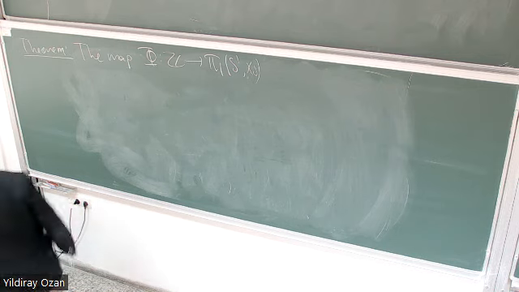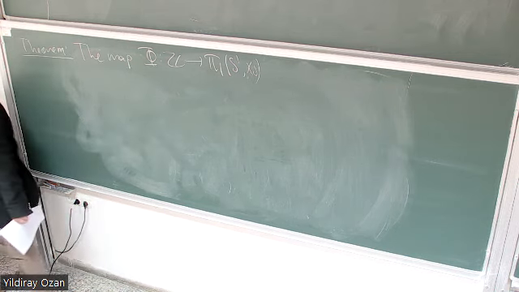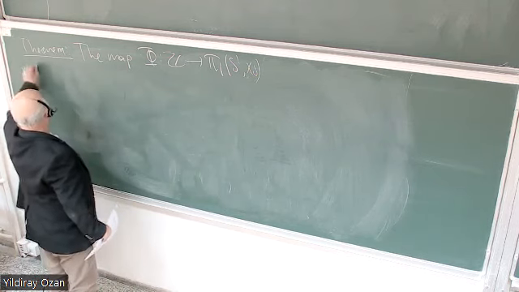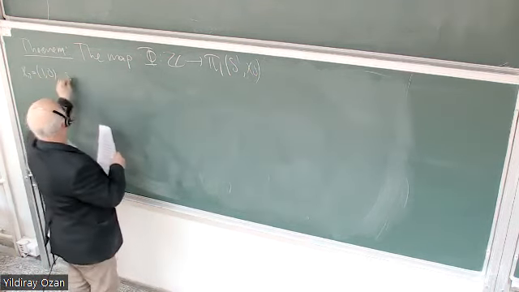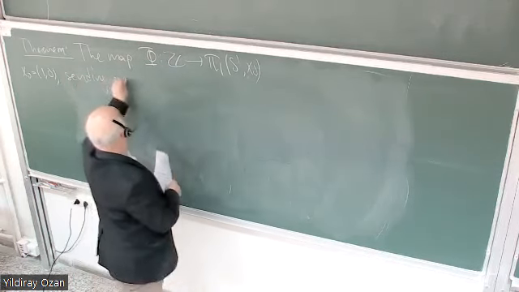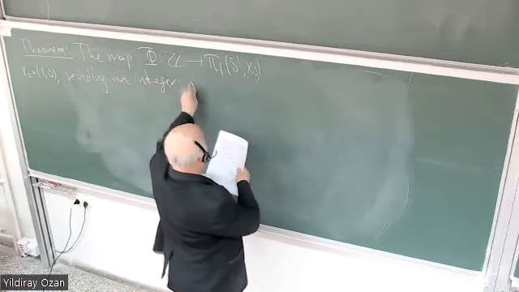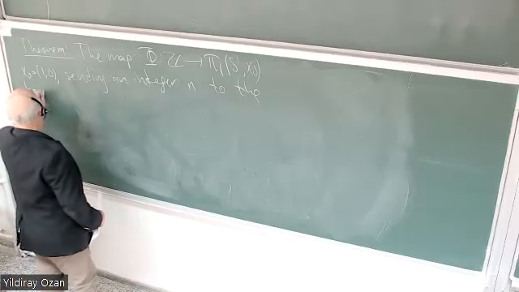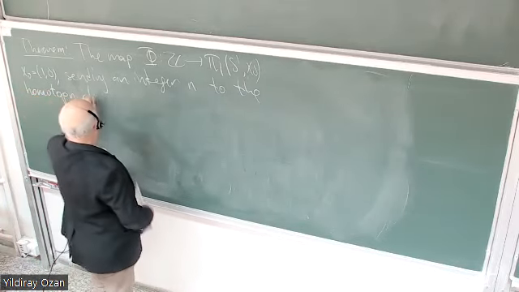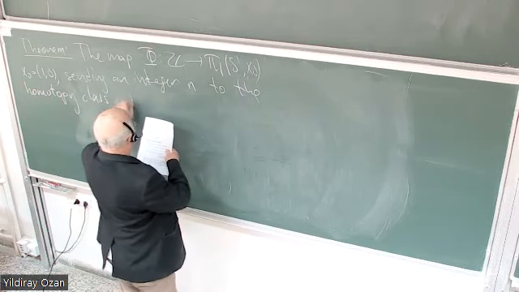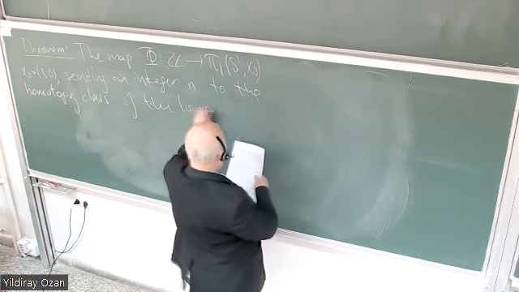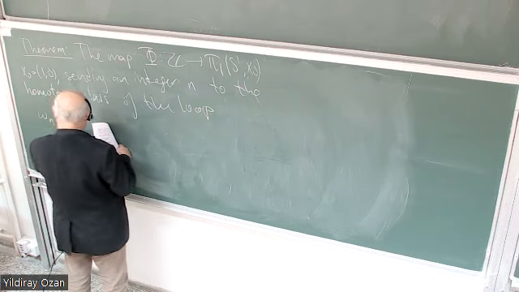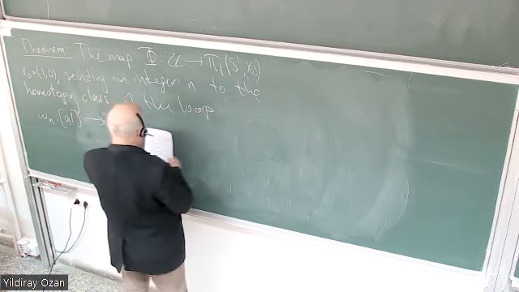Okay. X0 being the point (1, 0), sending an integer n to the homotopy class of the loop Wn, which is given by the following rule.